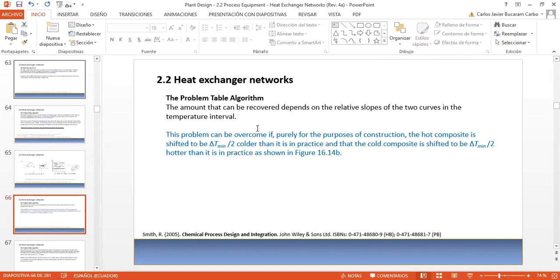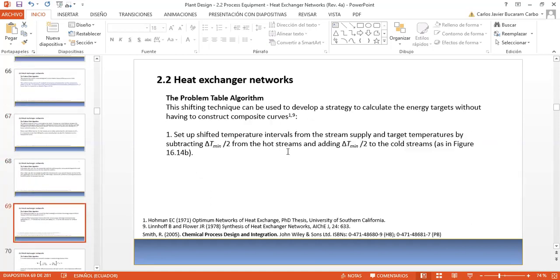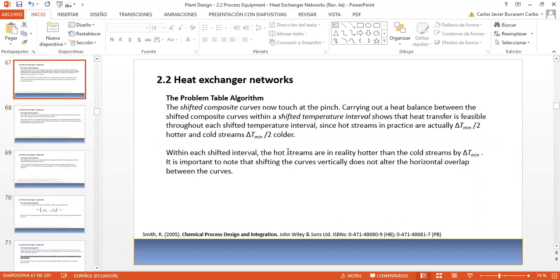So the problem table algorithm, we discussed that the hot composite curve and the cold composite curve can be expressed numerically in a table without having to draw the plots. That is called the problem table algorithm. It's an alternative way to do that, and we showed that there were steps to do it.